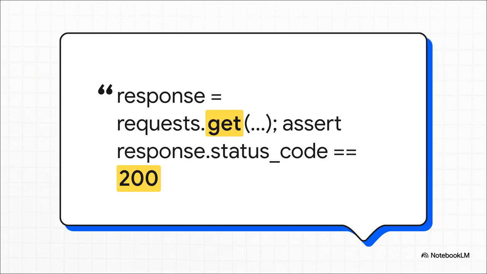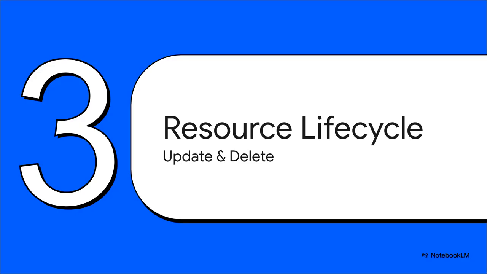We call .get, and we pass in the specific ID of the resource we just made. Then, we simply assert that we got a 200 OK status code back. That's just the server saying, yep, got it, here you go. Awesome. So we can bring data to life, and we can check on it. But of course, data changes. So let's move on to the next phase, how we modify and eventually get rid of our resource.